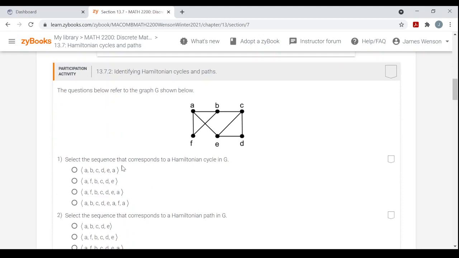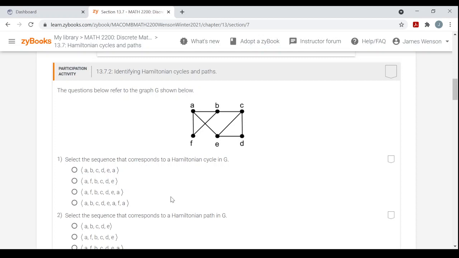All right, so here's a graph. The questions below refer to this graph with 6 vertices, A through F, and we're asked to select the sequence that corresponds to a Hamiltonian cycle in G. Now, if it's a cycle, it's got to begin and end in the same place. It's got to be a closed walk. So right away, I can eliminate the second option, because this would be an example of an open walk, beginning at A and ending at E. So I'm down to 3 choices.